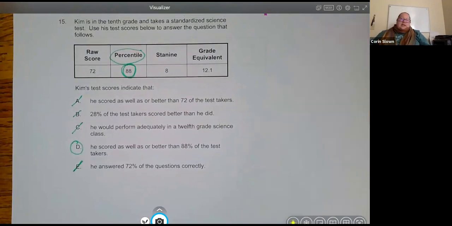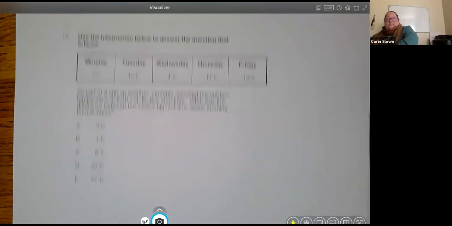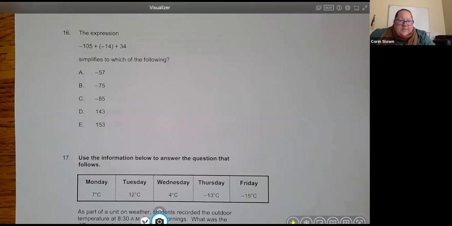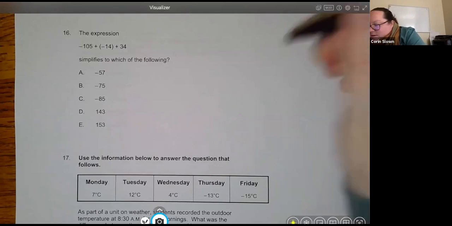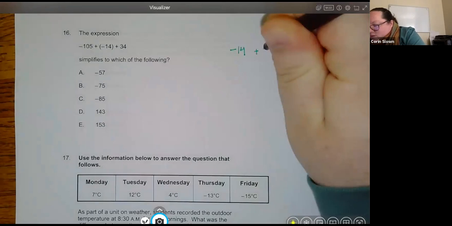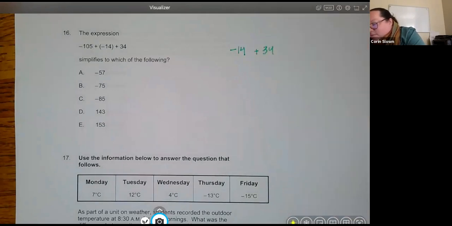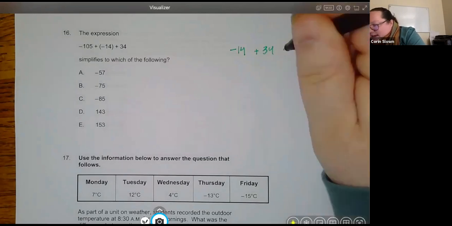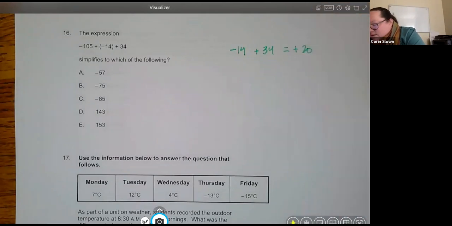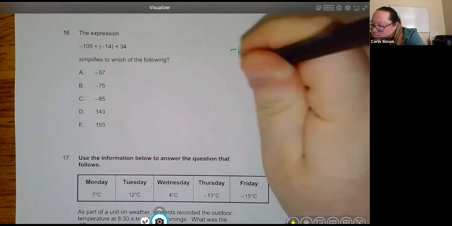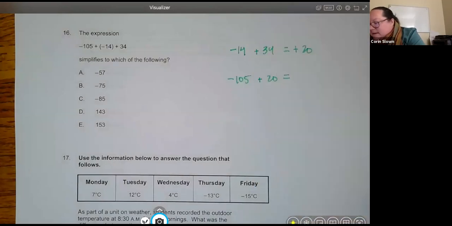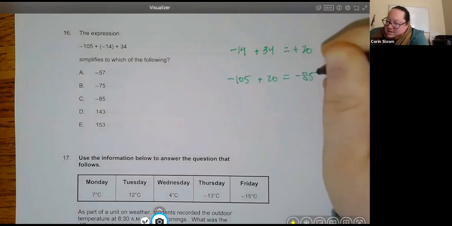All right, let's take a look at number 16. The expression -105 plus -14 plus 34 simplifies to which of the following? Okay, there are many different ways to solve this problem. I'm just going to show you my favorite. So I feel like the easiest way to approach this is to say, okay, -14 and 34, that's the same thing as saying 34 minus 14. So that means I'm going to have a positive 20. So positive 20 and -105, if I think about adding those together, is going to be a -85, which is the answer that is here.